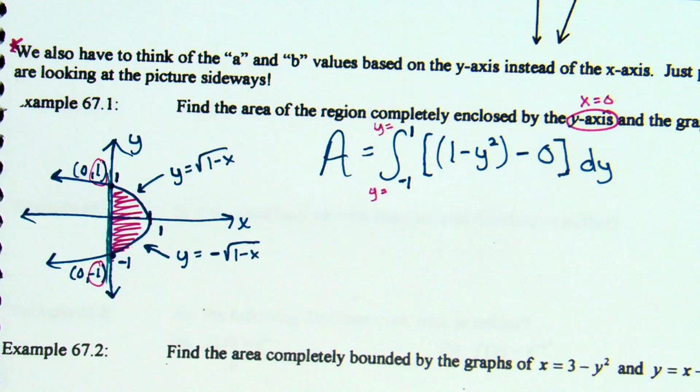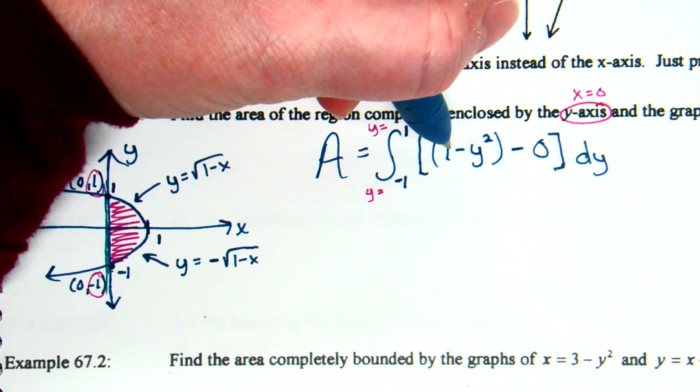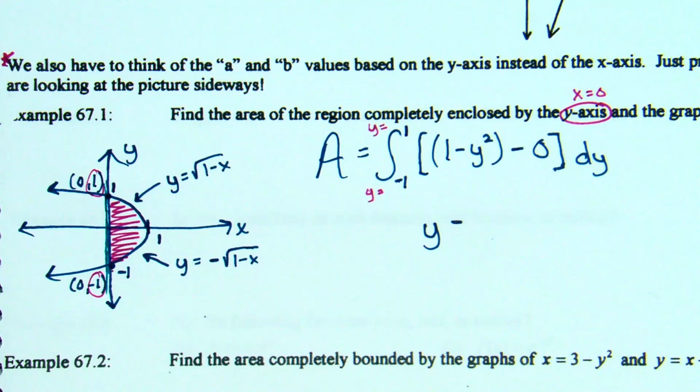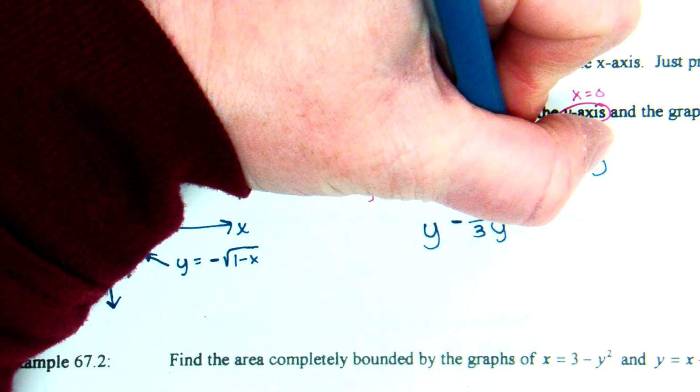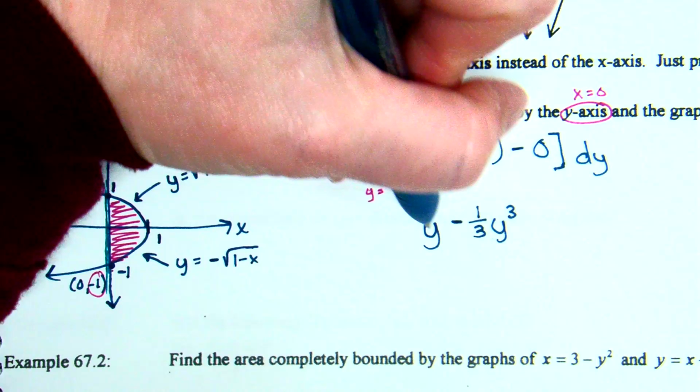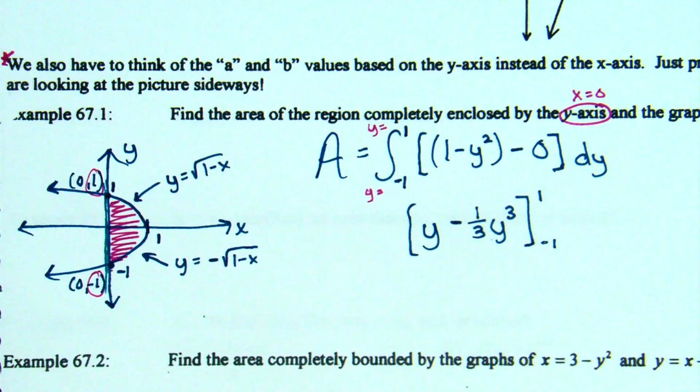What's the integral of 1? But not x. Y. Yes, I'm being nitpicky, aren't I? Integral, there's minus, integral of y squared, 1/3 y to the third. And then 0, we don't have to worry about. This is evaluated from negative 1 to 1. This is good practice without a calculator here. So we're going to first put in 1. So 1 minus 1/3.